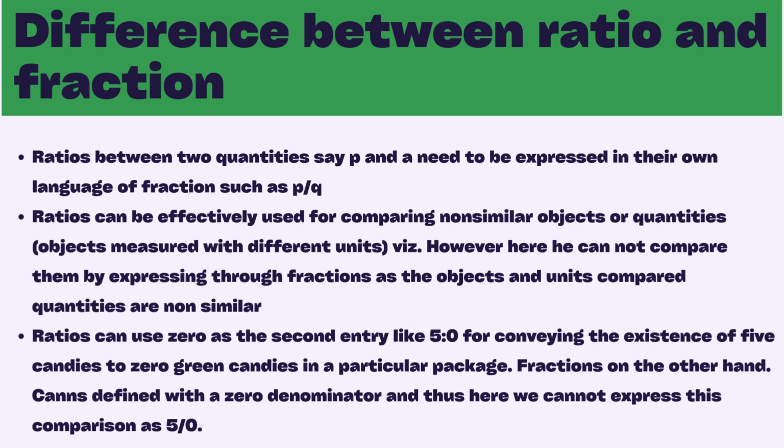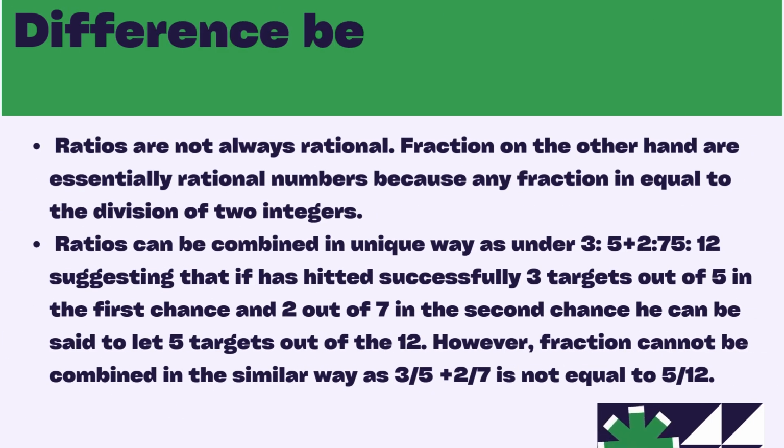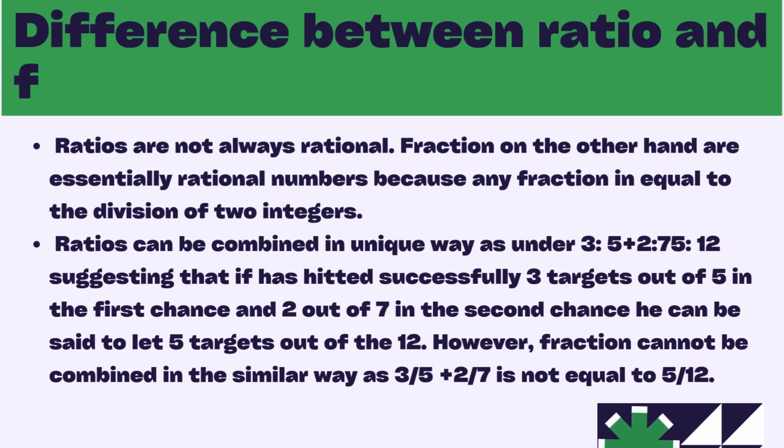The third is that a ratio can use 0 as the second entry, like 5 is to 0, for conveying the existence of 5 candles to 0 green candles in a particular package. A fraction, on the other hand, cannot be defined with a 0 denominator, and thus we cannot express this comparison as 5 is to 0. Then another difference between ratio and fraction is that ratios are not always rational. Fractions, on the other hand, are essentially rational numbers because any fraction is equal to the division of two integers.